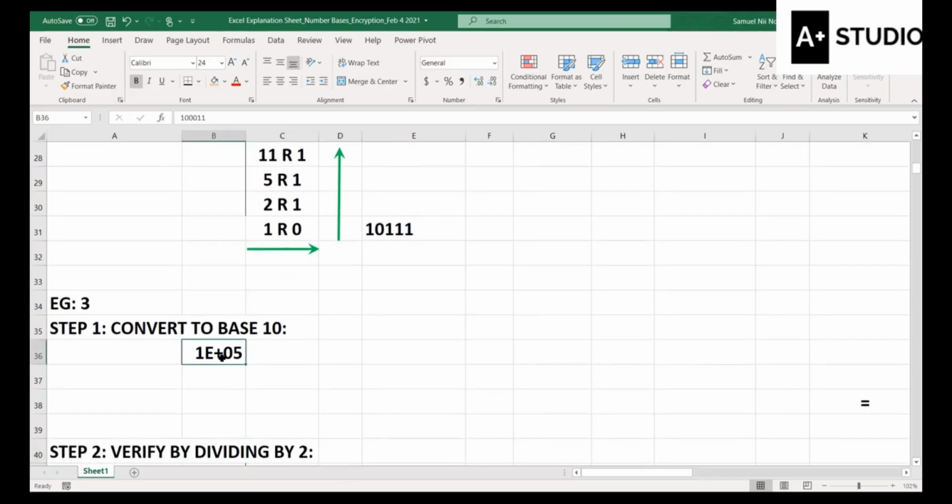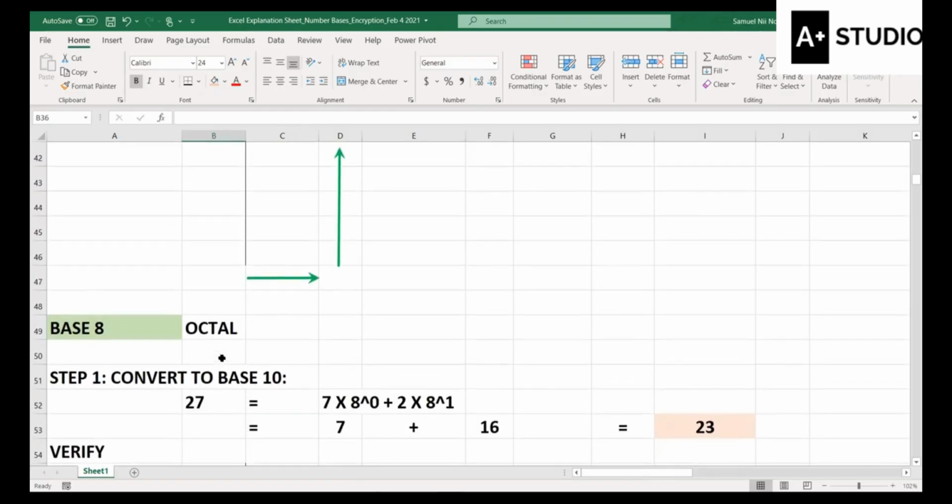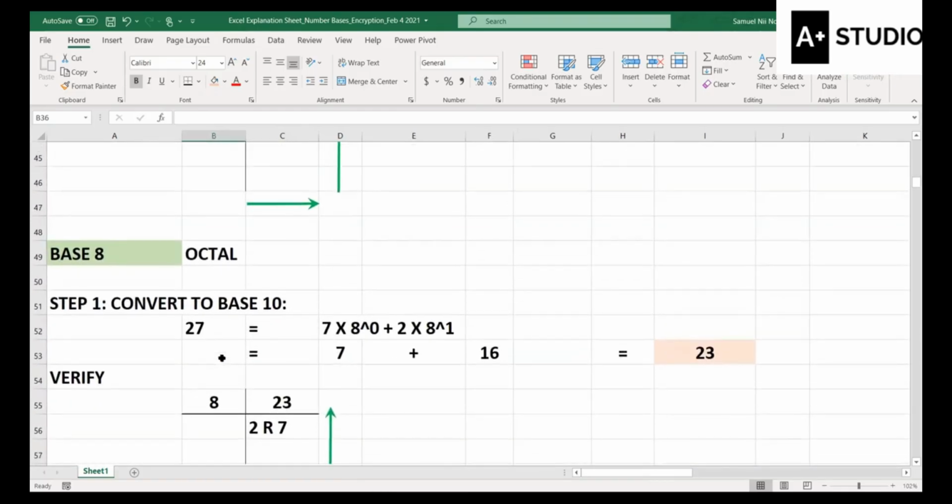There was 35. I think that's what I wanted to write, 35, but I'm going to leave that for you to try. Okay, so now we want to verify base 8. Let's assume that this number is 27. We want to verify that 27 is a number in base 8.